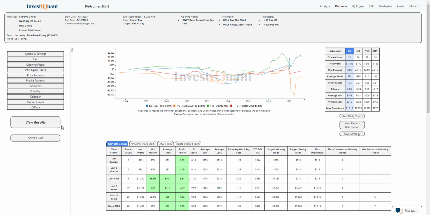So ES coming in dead even, 50-50. The NASDAQ, 46% of these have closed above that 3 p.m. price. The Dow, 55%. And the Russell, 46%. So very neutral readings there on the win rates for this pattern.